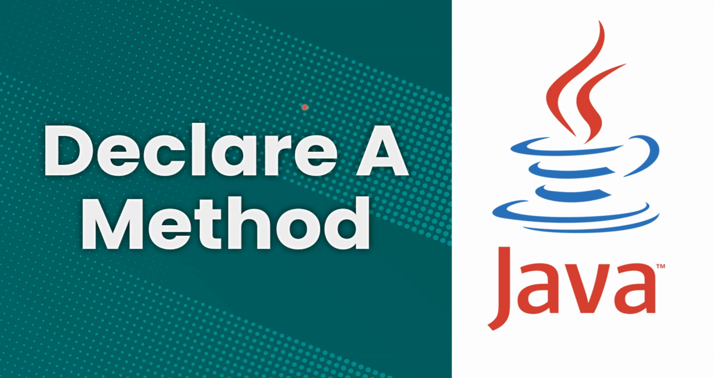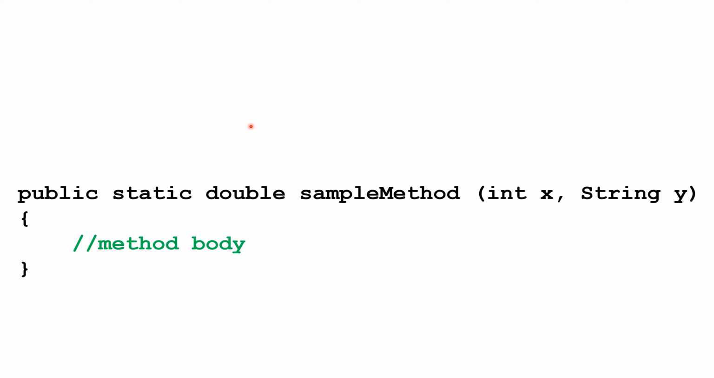In this Java tutorial, you're going to learn about declaring a method. Here's a sample method. First up here we have the method header. And then we have the curly brackets that show us where the method body begins and ends. Let's take a look at the method header.